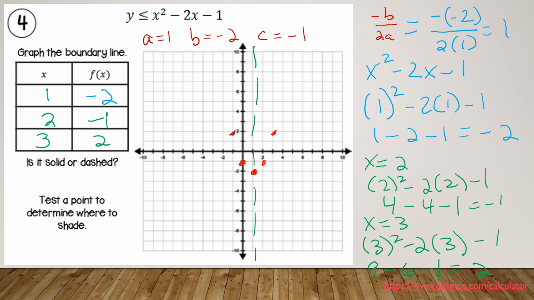Okay, so before we graph this, we need to decide if it's solid or dashed, and it will be solid because it does have the equal sign under it. So I'm going to do the best I can in drawing this in. And then to shade, we are going to shade below because we have a less than or equal sign. So here's my y, so I'm going to shade below.